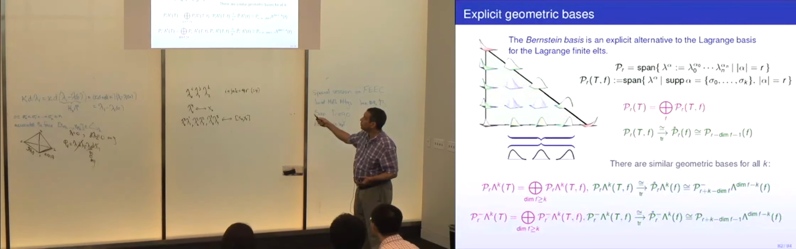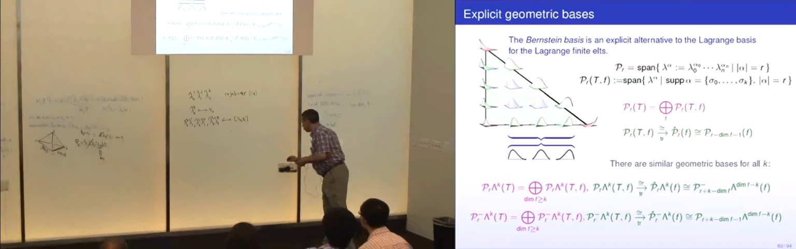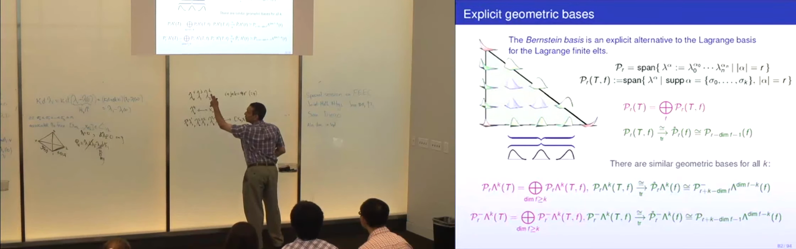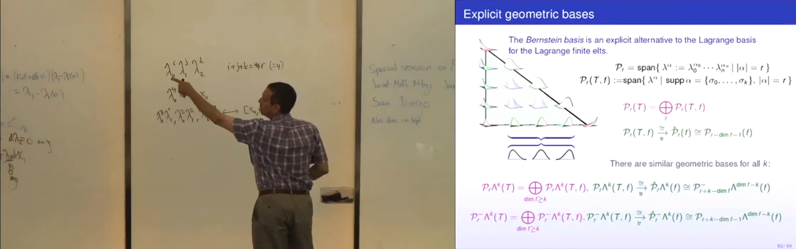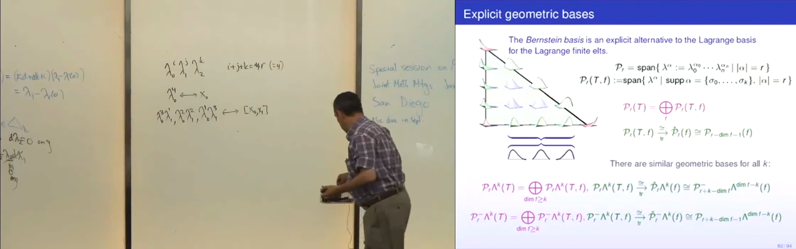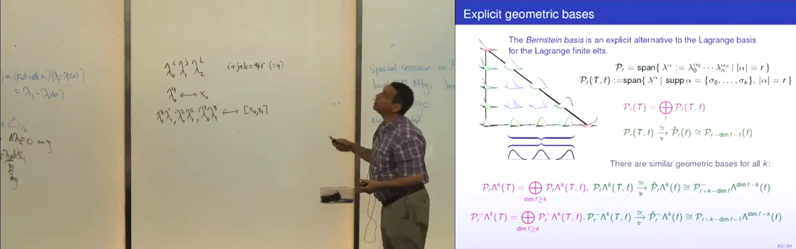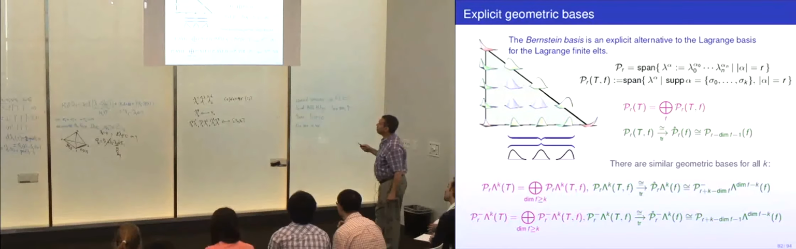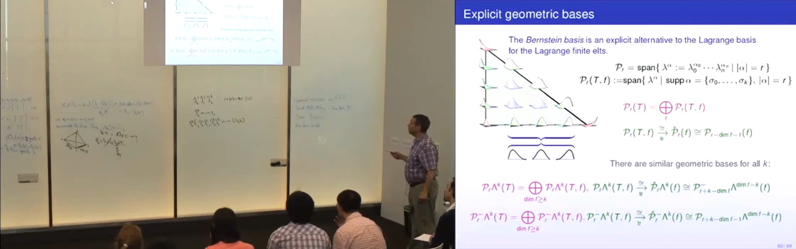Each vertex has one function associated, and the interior has the three functions, where none of the i, j, and k vanish. So lambda 0 squared lambda 1 lambda 2, lambda 0 lambda 1 squared lambda 2, and lambda 0 lambda 1 lambda 2 squared. Those are the three that are plotted in the center in blue. So what is this structure? Let's look at it a little bit more carefully.